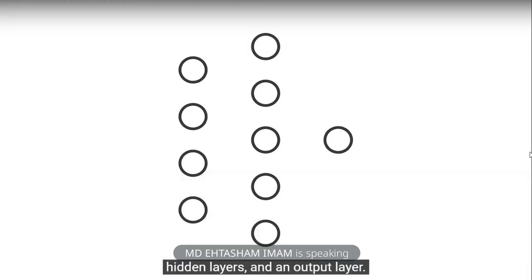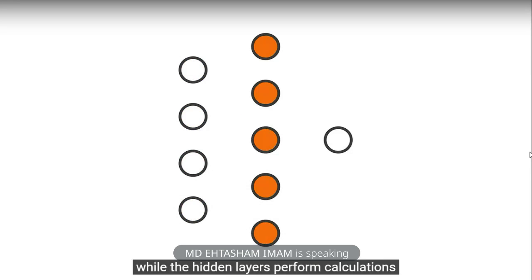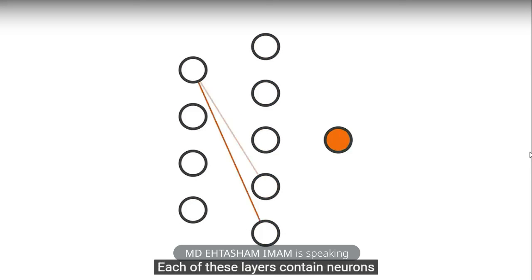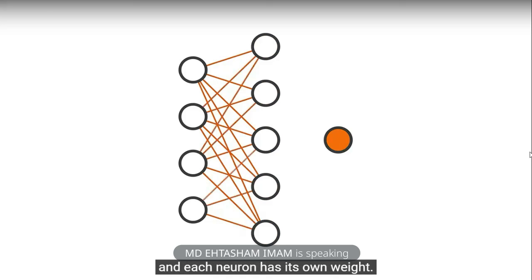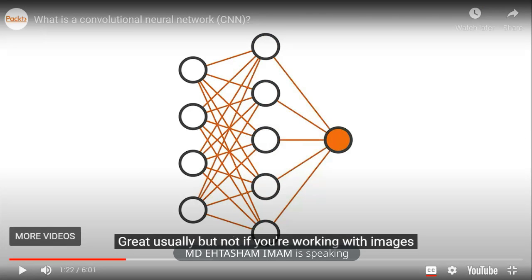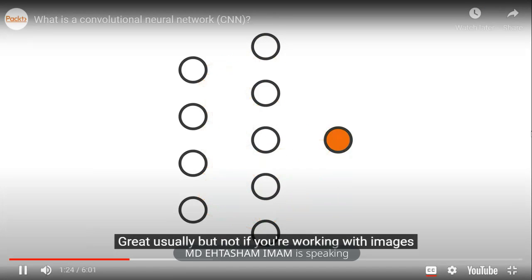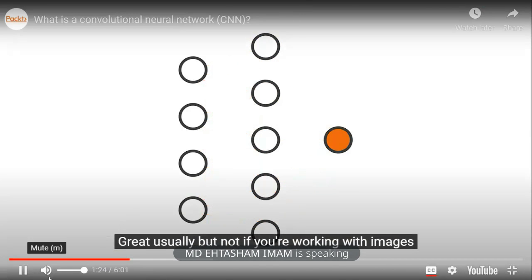But let's first take a regular neural network. A regular neural network has an input layer, hidden layers, and an output layer. The input layer accepts inputs in different forms, while the hidden layers perform calculations on these inputs. The output layer then delivers the outcome of the calculations and extractions. Each of these layers contains neurons that are connected to neurons in the previous layer, and each neuron has its own weight. This means you aren't making any assumptions about the data being fed into the network. Great usually, but not if you're working with images or language.